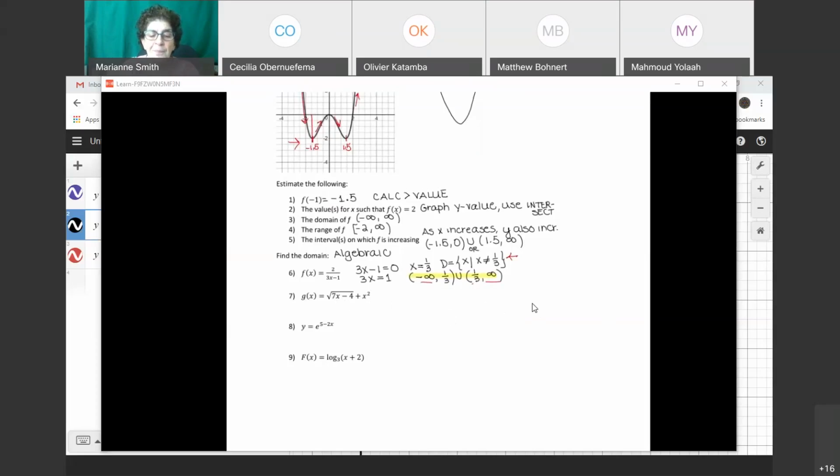So how do I find, don't give me an answer, I don't want numbers, I want a process. How do I find the domain of a square root? Anybody want to think about that and give me an idea, a shout out? Square the root first. Okay.